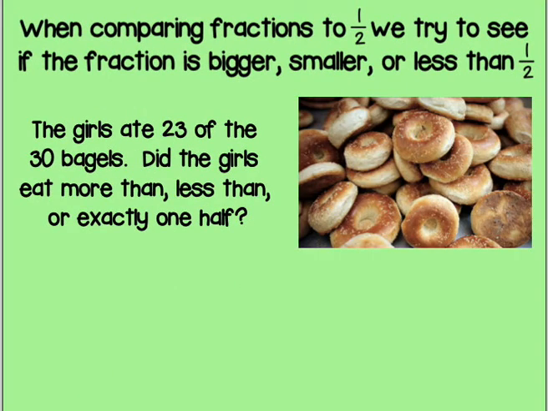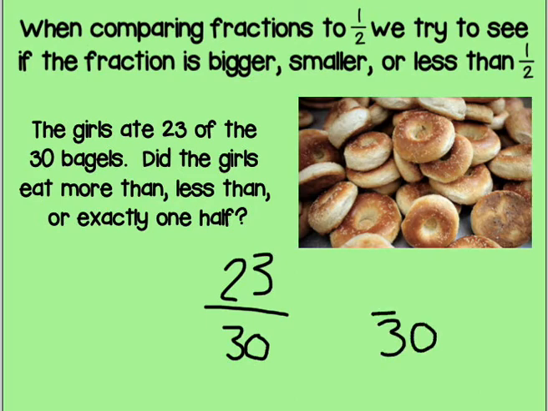The girls ate 23 of the 30 bagels. Did the girls eat more than, less than, or exactly 1/2 of the bagels? Well, again, we are trying to figure out what 1/2 is of 30. So we need our denominator to stay as 30.